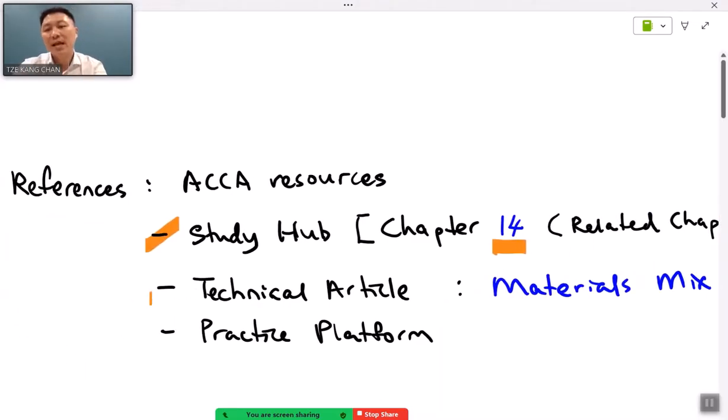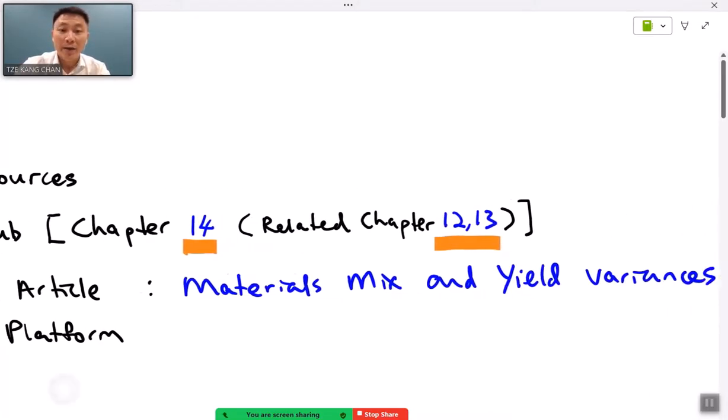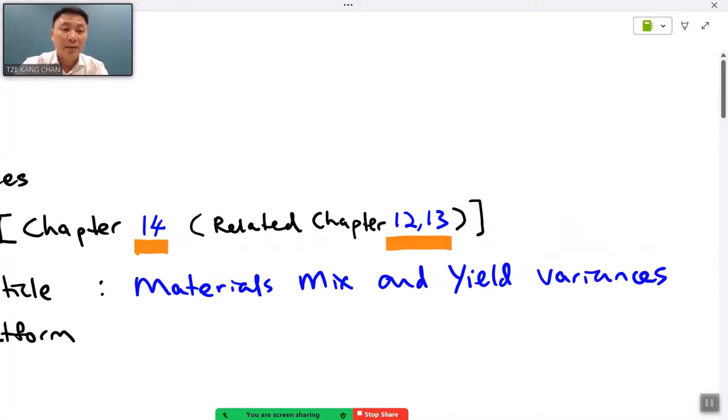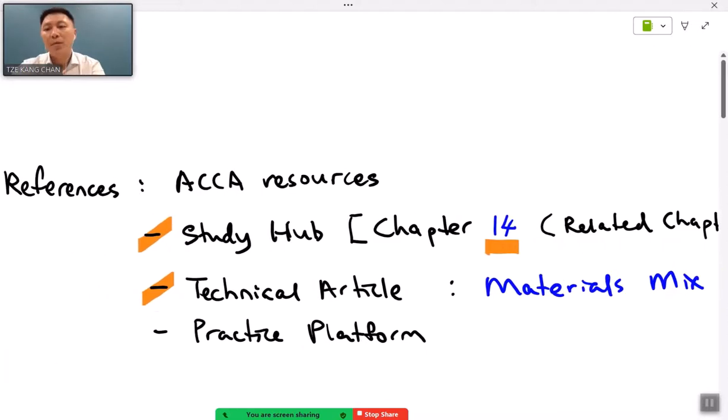Second, technical articles. Students are strongly advised and encouraged to spend sufficient time going through and familiarizing yourself with the contents found in the following articles: materials, mixed, and yield variances. Thirdly, the questions in past examinations found on the practice platform are strongly recommended for students to spend sufficient time attempting under time constraint conditions.